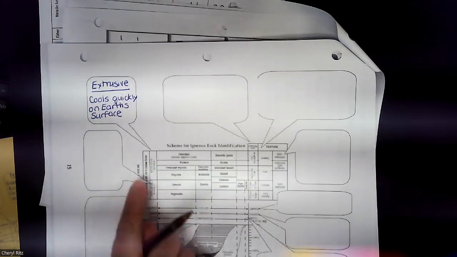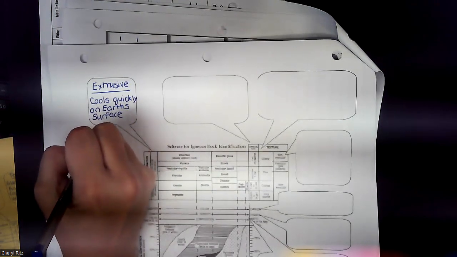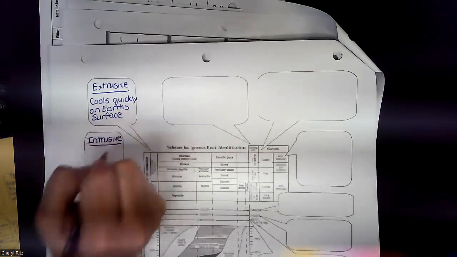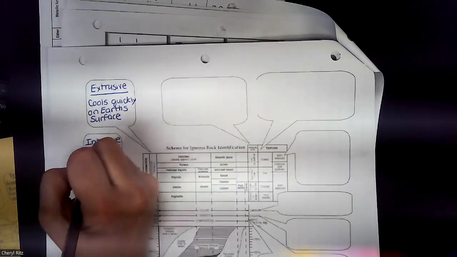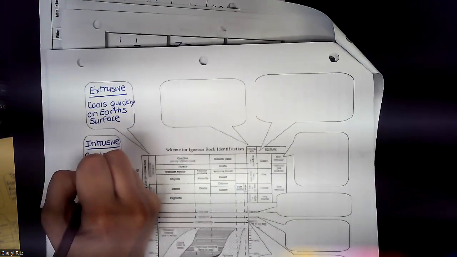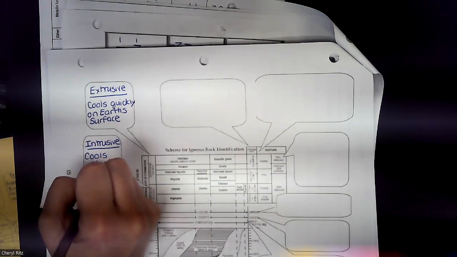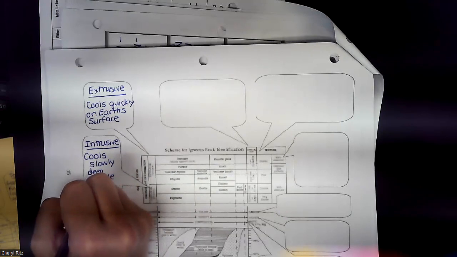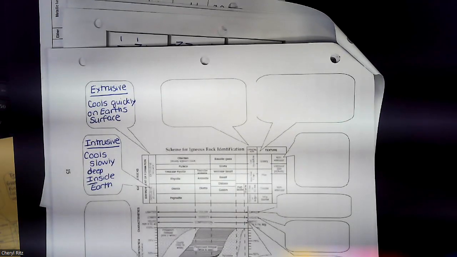And then the bubble below that is pointing to intrusive. And what do you remember about intrusive? Yep, how does it cool? Cools slowly, deep inside Earth. So the key there is the inside.